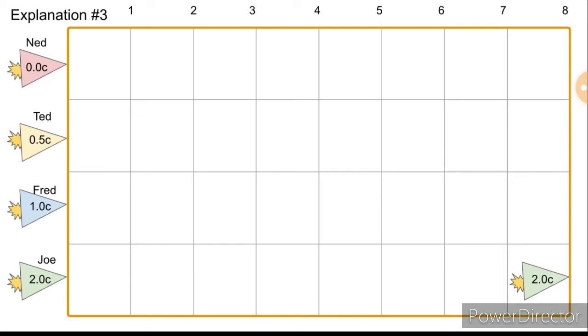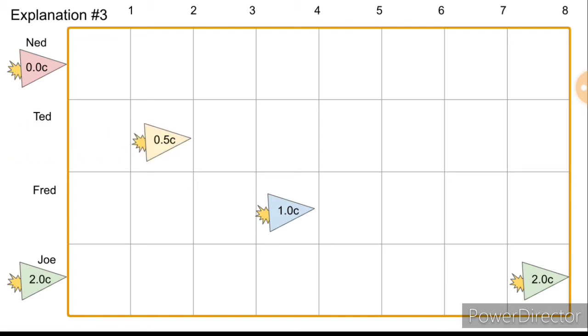When the race started, Fred accelerated forward at the speed of light. So after 4 seconds, he was at the 4 light second mark. Now let's look at Ted. The moment the race started, he flew into space at half the speed of light. So after 4 seconds, he was at the 2 light second mark. Ned's spaceship didn't move at all, so he stayed at the 0 light second mark.